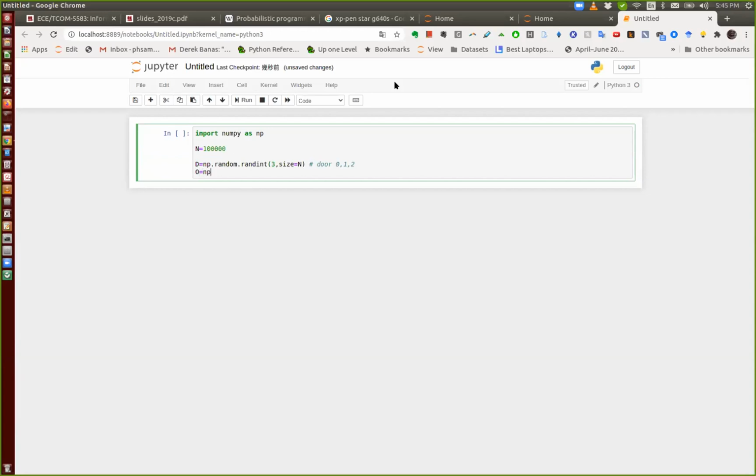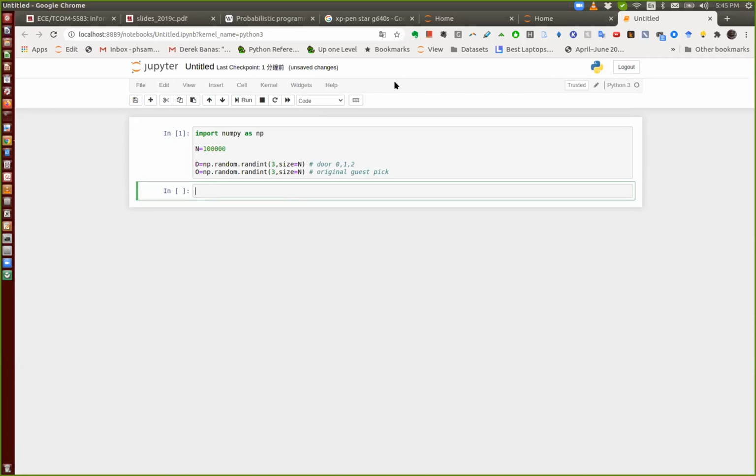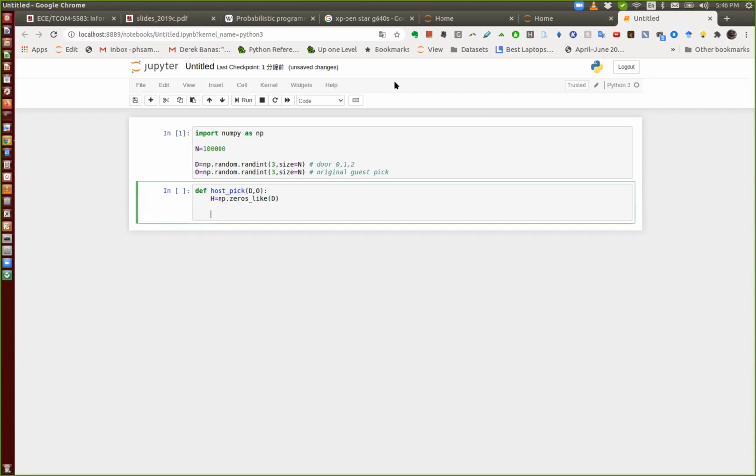And then let's say I call O the original pick. It can also be 0, 1, and 2, right? And then I create a function to determine what the host will pick. Given D and O for each simulation, meaning what door the actual prize is behind and what the guest picks each time, I make a sequence called H, the host pick, with the same size as my D. Initially I set it to zeros.